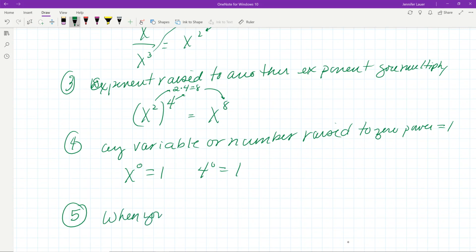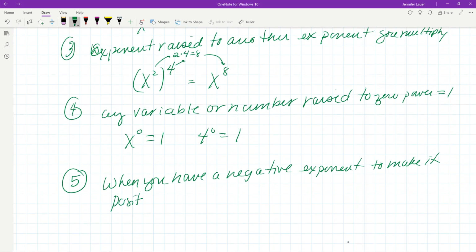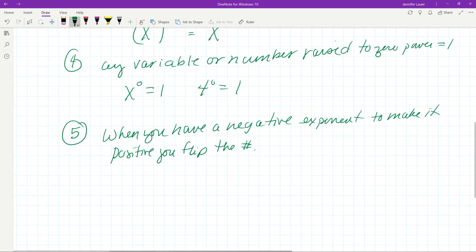When you have a negative exponent, to make it positive, you flip the number. So what I mean is if I have x to the negative 2, I can write it as 1 over x squared. Or if I have 3 to the negative 2, I cannot solve it until I flip it.